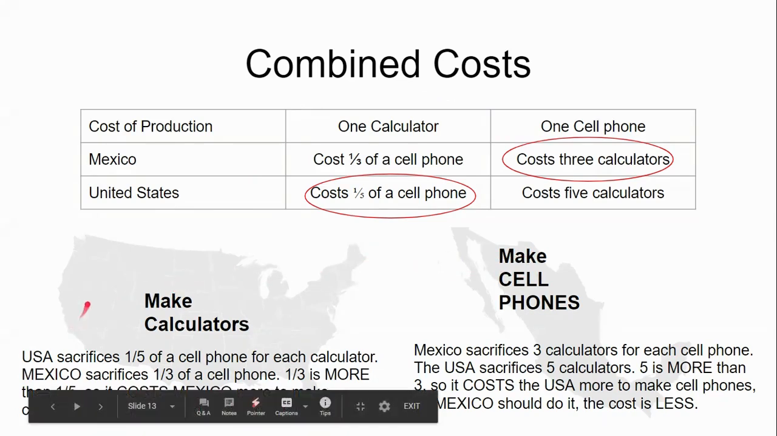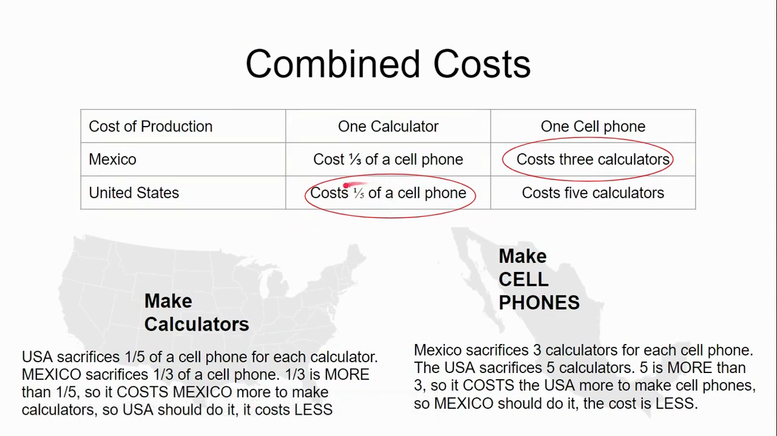So we see that the United States should make calculators and Mexico should make cell phones. Why? As it says down here, the USA sacrifices 1/5 of a cell phone for each calculator it makes. Mexico sacrifices 1/3 of a cell phone for each calculator it makes. So what are you sacrificing? Well, the United States sacrifices less. 1/5 is less than 1/3, right? 1 divided by 5 is 0.2, and 1 divided by 3 is 0.33. 0.2 is less than 0.33. I give up less. If I'm going to make a calculator, I'm only giving up 1/5 of the cell phone.